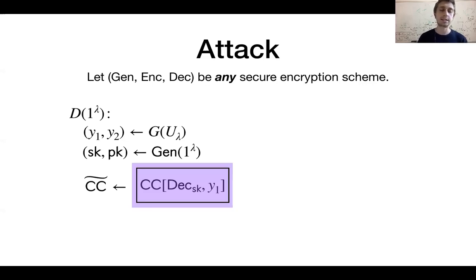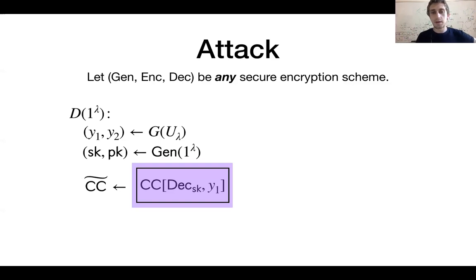Next, it's going to construct an obfuscated circuit with the following property. The function it uses is going to be the decryption circuit with the secret key hard-coded, and the target is going to be the first output of this PRG. So what does this mean? This means that this functionality on input an encryption of y1 will output 1, since an encryption of y1 will decrypt to y1. However, given any other message as input, it'll output 0. So it's an obfuscated circuit that only outputs 1 on valid encryptions of y1.